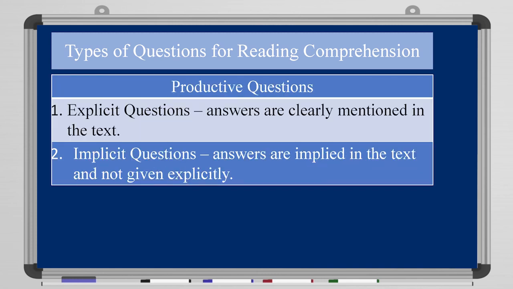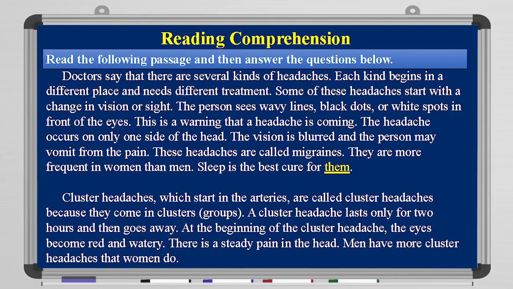With the productive questions, it is 2 types, either explicit questions or implicit questions. With the explicit, the answers are there clear. With the implicit, you need to understand it. Okay, you need to understand the passage. The answer is not there clear. So for example, let's look at this reading comprehension. It's a little bit long, so I want you to read with me, okay? So, doctors say that there are several kinds of headaches.